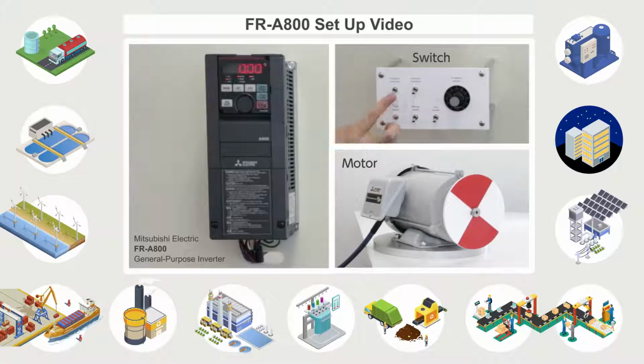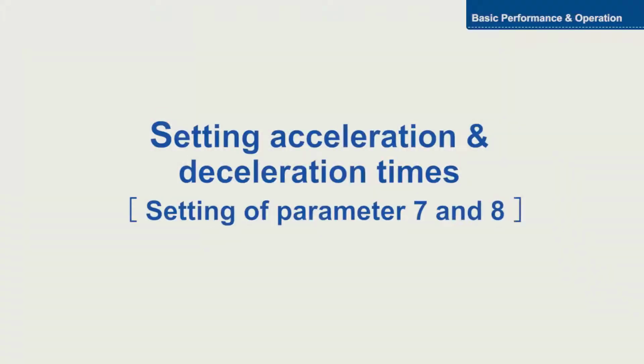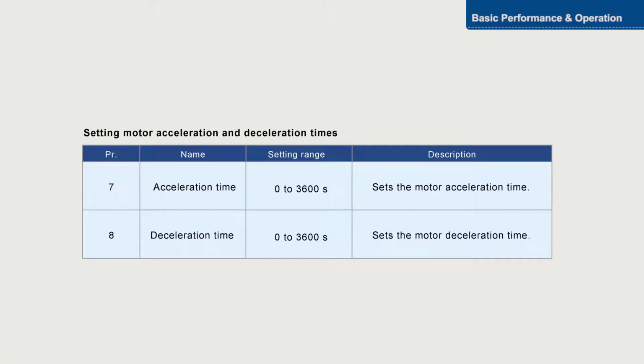In this video, we will explain how to set basic acceleration and deceleration time settings of the Mitsubishi Electric FR-A800 General Purpose Inverter. Parameters 7 and 8 are for setting the motor acceleration and deceleration time.